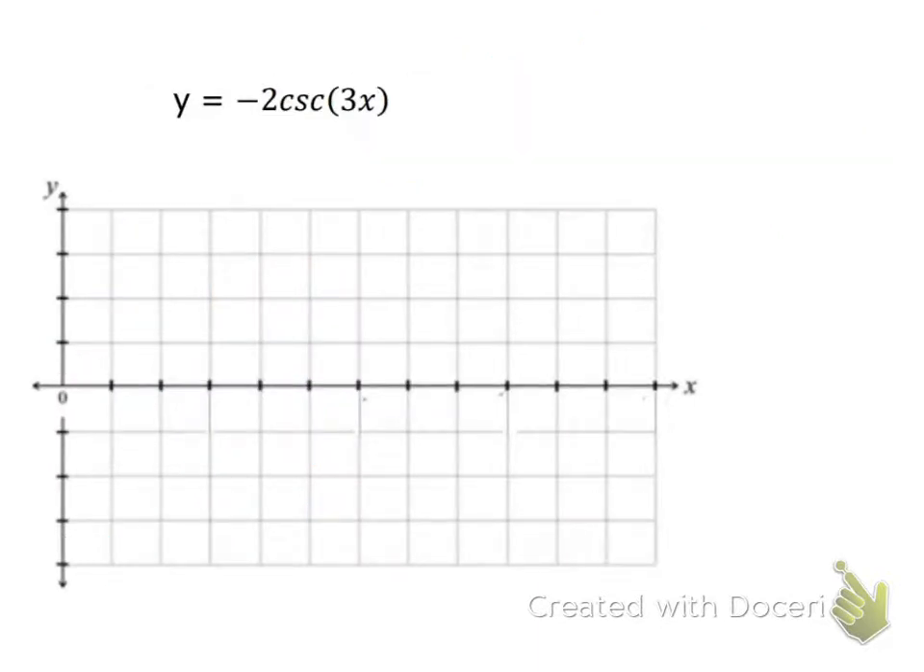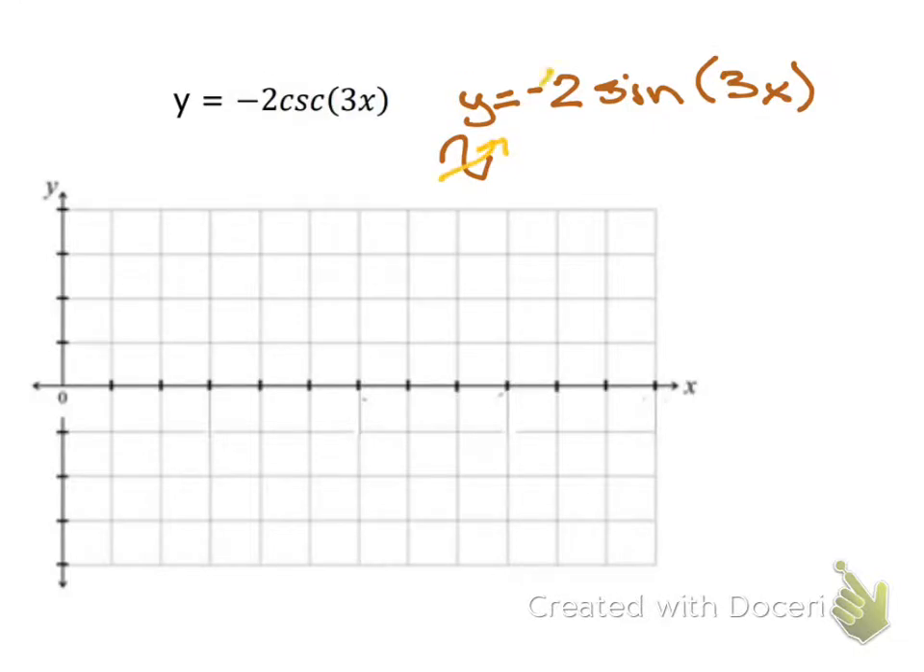Y equals -2 cosecant 3x. Again, we're going to act as if this is y equals -2 sine 3x, just for our purposes for a second. Sine usually goes a maximum to a minimum there, but because of the negative, we have to flip it, so we know that this looks like that. The amplitude is 2, and the period will be 2 pi over 3.